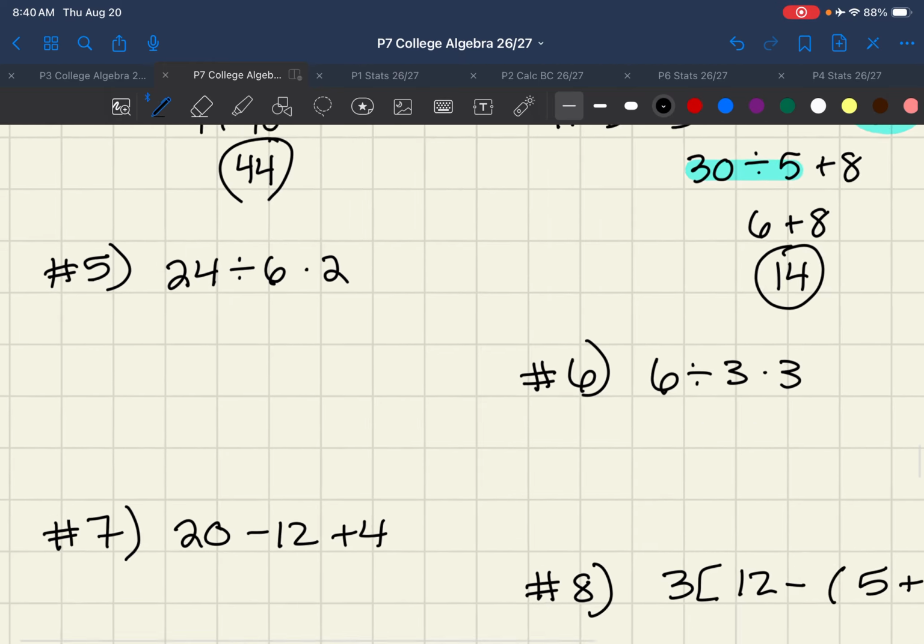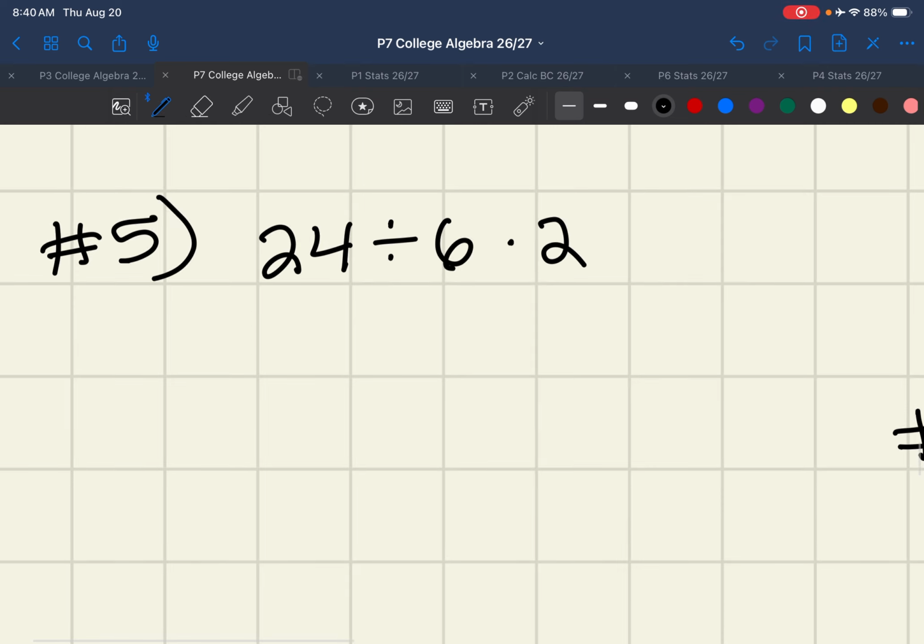Okay, number 5. Remember, in problems like number 5, since we only have multiplication and division, we always read it from left to right. So the first one on the left is going to be the division. So 24 divided by 6 is 4. Bring down the times 2. 4 times 2 is 8.